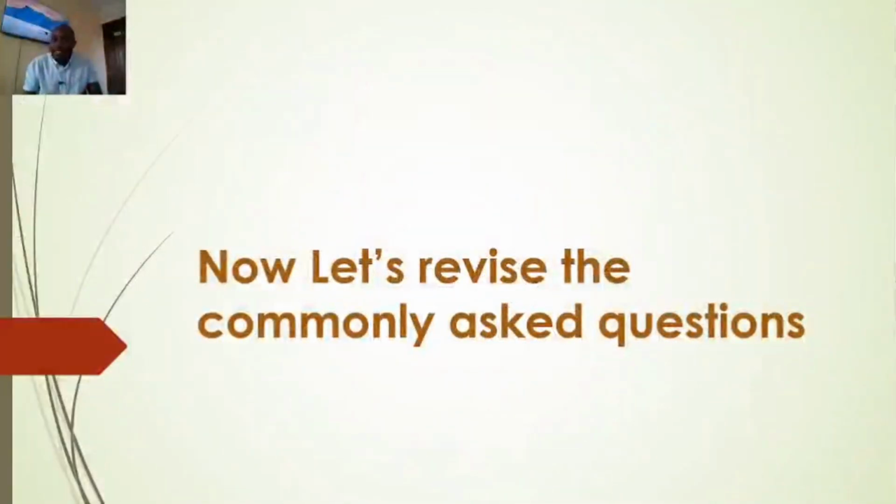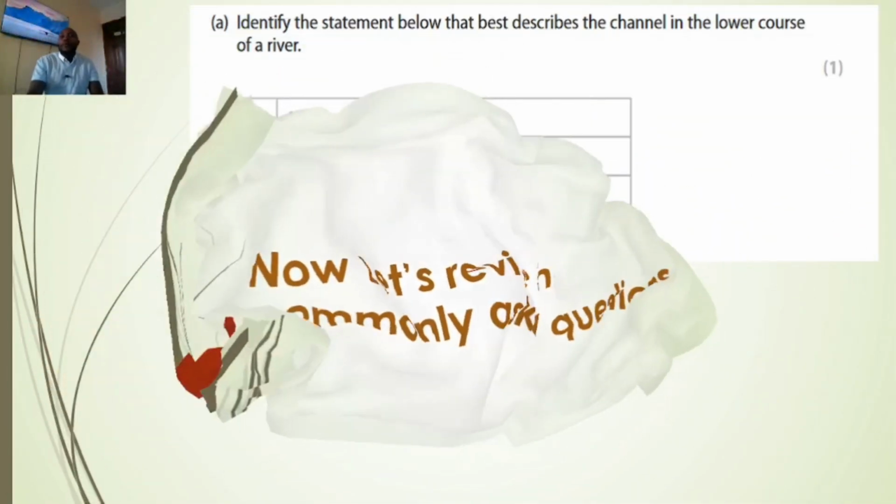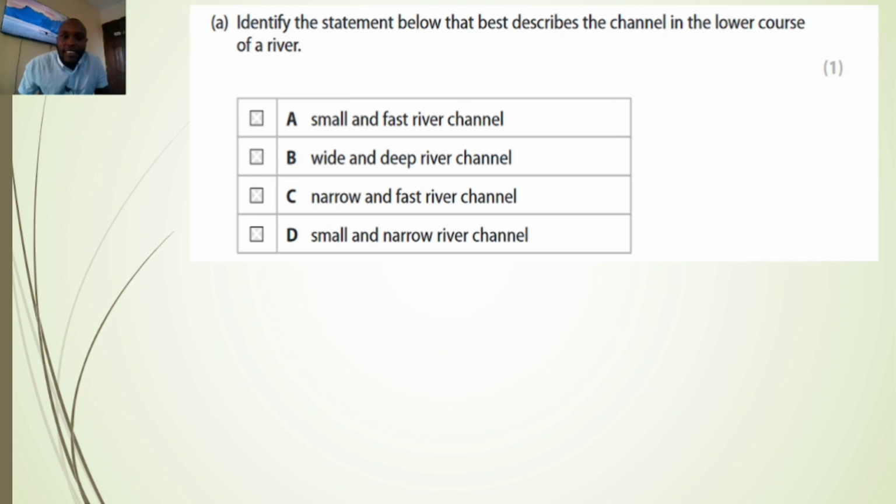Now let's revise the commonly asked questions. We start with the first one. Identify the statement below that describes the channel in the lower course of a river. From what we've just revised and talked about, what do you think the answer is? Look at option A, a smaller and faster river channel. We're talking about the lower course of the river. What do you think happens there? Small and fast river channel.